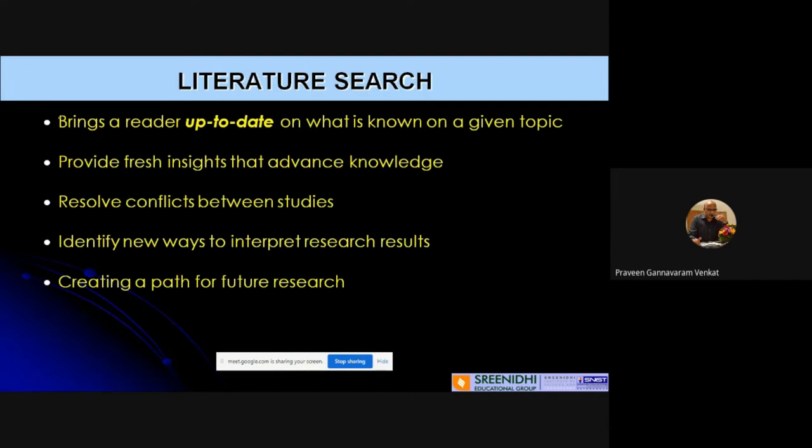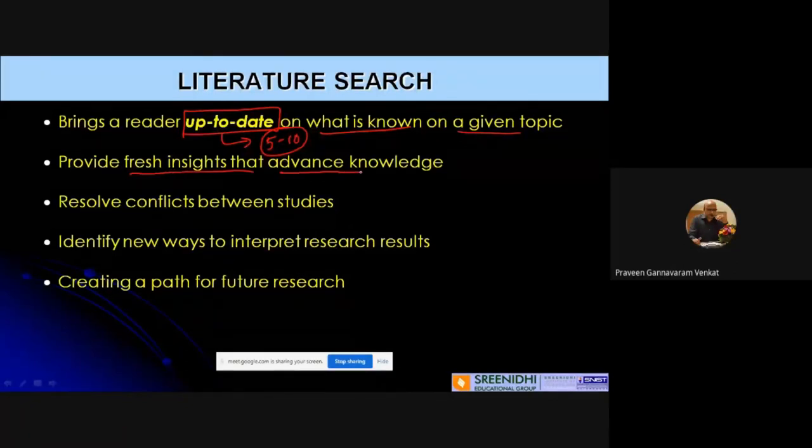It brings the reader up to date knowledge. Always refer to around 5 to 10 years back volumes of our research area. What is known in the topic, and provide fresh insights that advance the knowledge. It also resolves conflicts. Sometimes we may get some doubts, and the doubts will be cleared based on our research literature search.